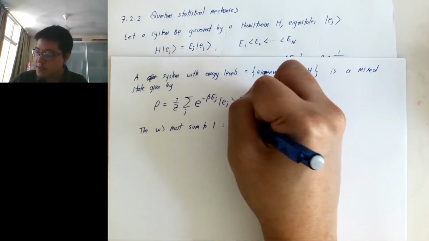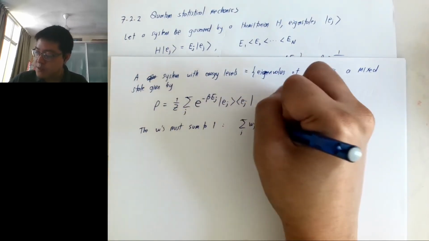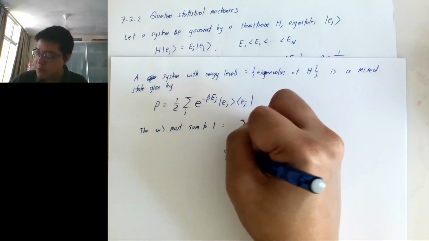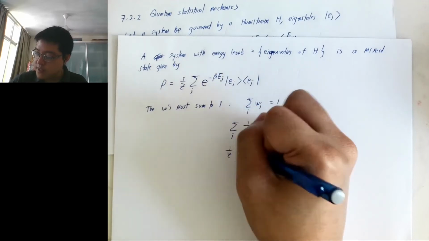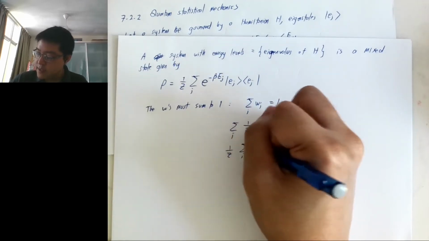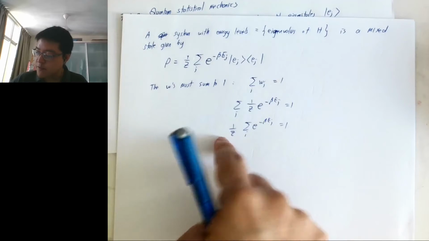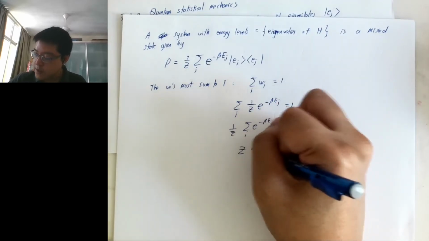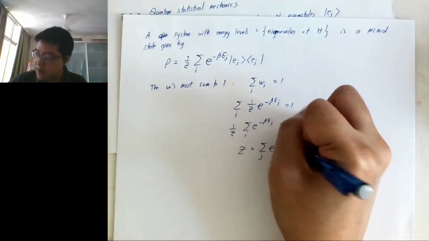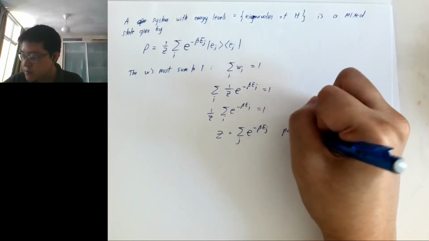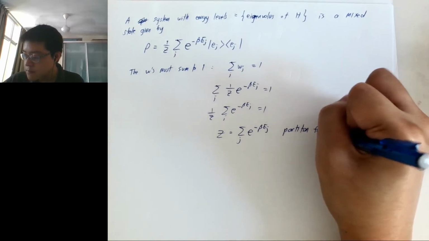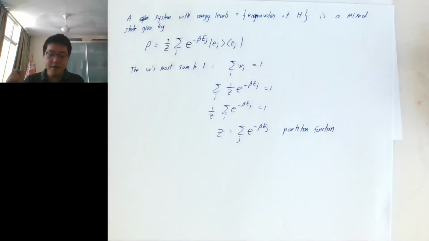So the sum over j of w_j must be equal to 1, and w_j was what we called 1 over Z, e to the minus beta E_j. So 1 over Z times the sum of e to the minus beta E_j is equal to 1. So if I bring the Z over, we get this familiar formula. This is what we in thermal physics call the partition function. And if you remember, the partition function is a very important quantity in thermal physics.